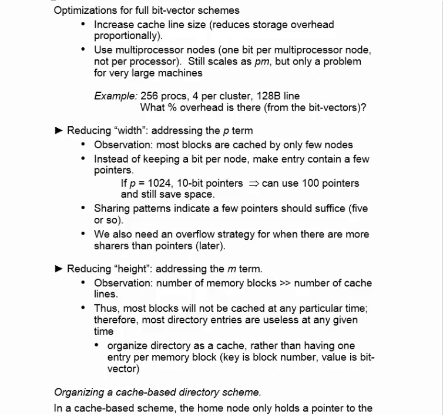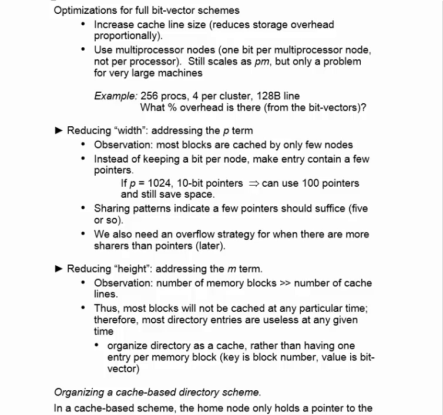Another thing we could do is eliminate the need to store 1 bit per processor in the system. Instead of keeping 1 bit to record whether a particular block is cached at a particular node, we make the entry contain pointers to the nodes where this block is cached.